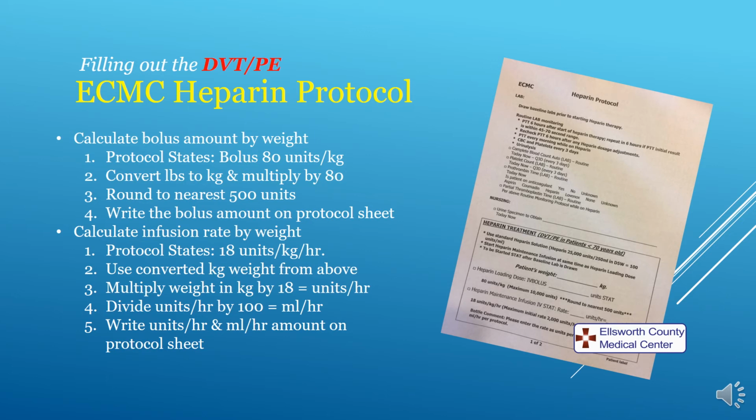Next, calculate the maintenance infusion rate by the patient's weight in kilograms. For the VTE or PE protocol, they want 18 units per kilogram per hour. Use the converted to kilogram weight from the bolus calculation and multiply it by 18. The result will be your units per hour. Take the units per hour and divide by 100 to equal your milliliters per hour. Write both of these results on the protocol sheet.